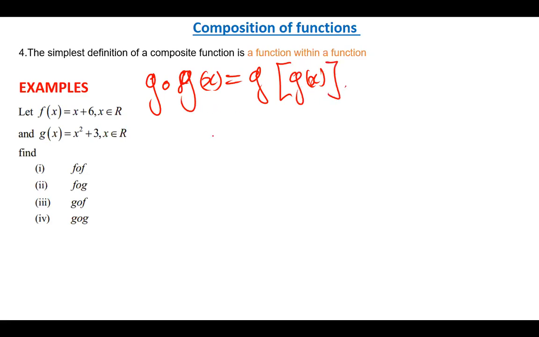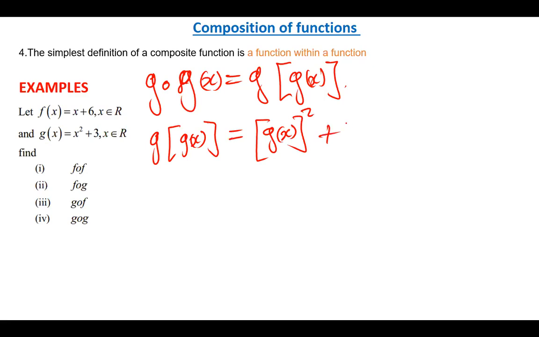So in g, while there's x, we're replacing with g of x. So in g, while there's x squared there, while there's x there, we put g of x. So we're going to have g of x, then squared, and then we have plus 3. So what is g of x? g of x is simply just x squared plus 3. Then we're squaring this, then we have plus 3 there.